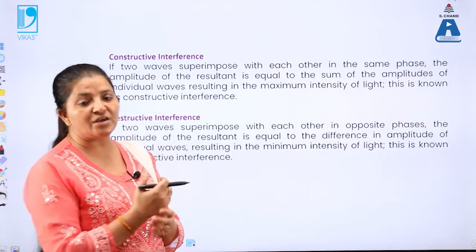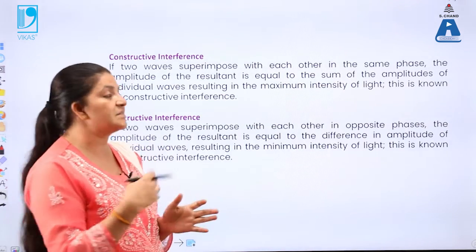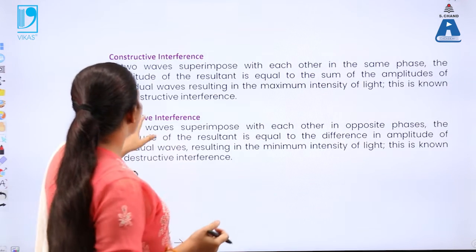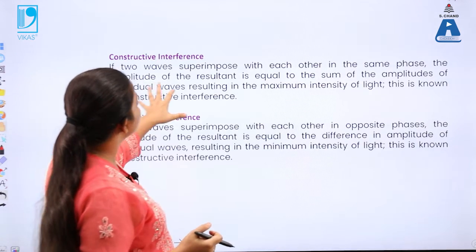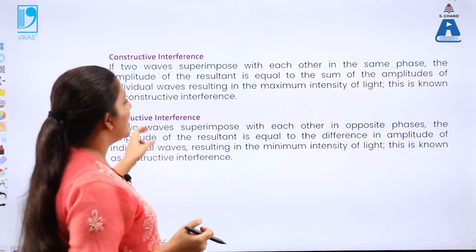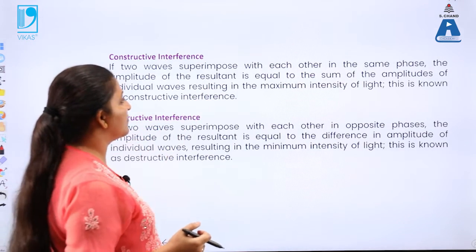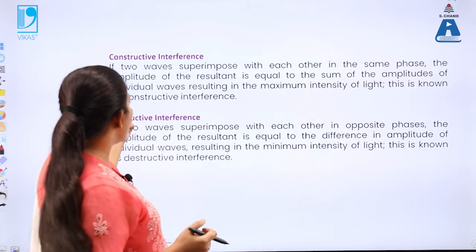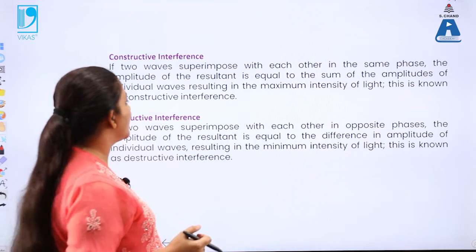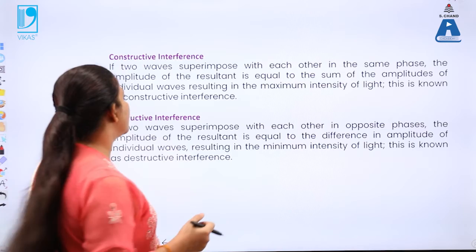That means how we can calculate the resultant intensity of the two waves. So firstly, when the two waves superimpose on each other and they are in the same phase, the amplitude of the resultant wave equals the sum of the amplitudes. So this is called constructive interference.